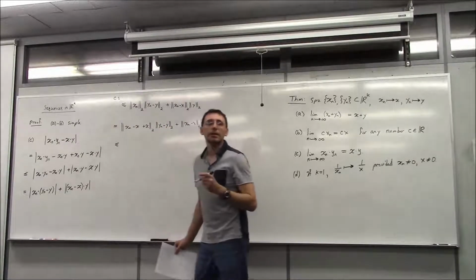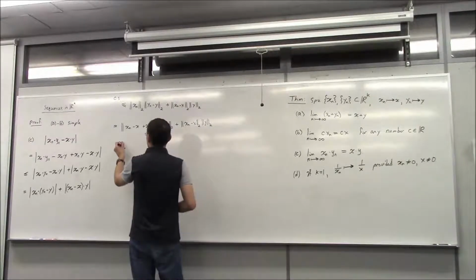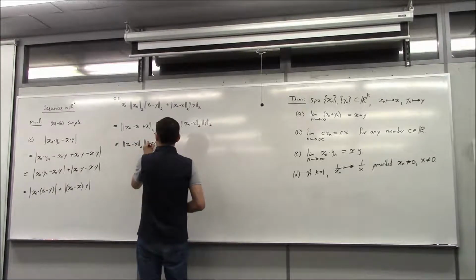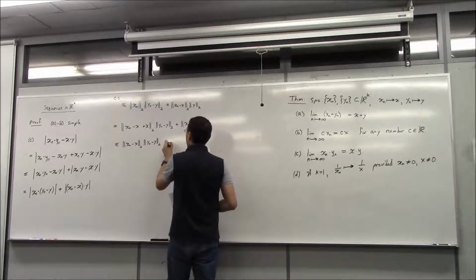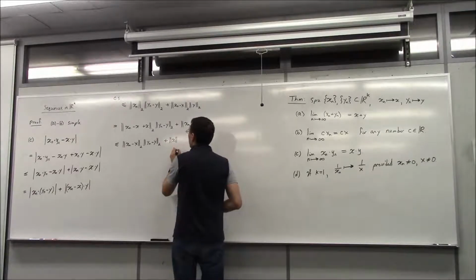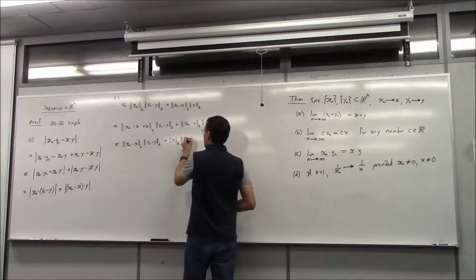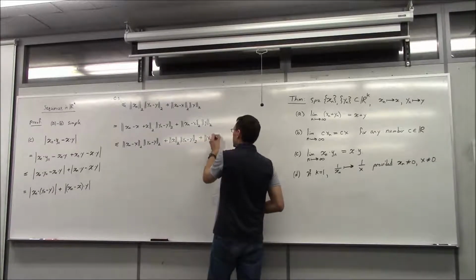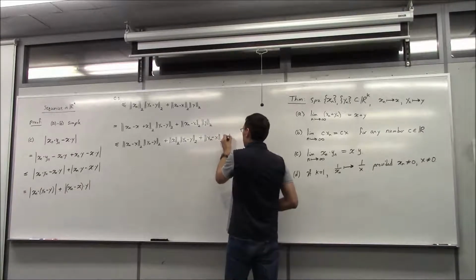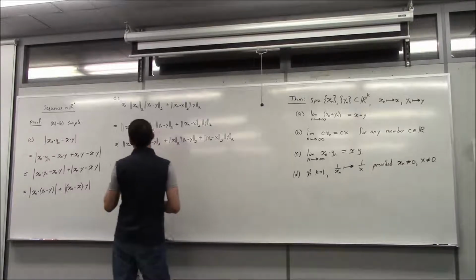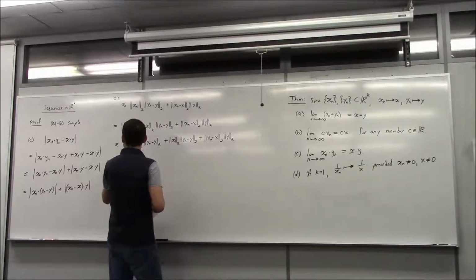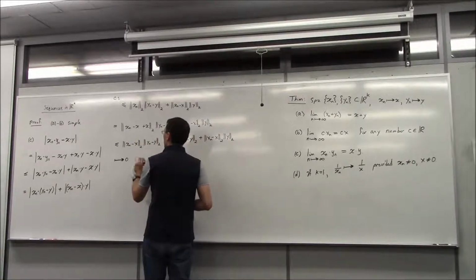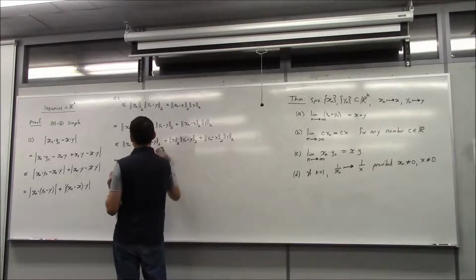In this case, I use the triangle inequality on the 2 norm, which we already learned. So what is this? This is the same as the product of xn minus x times yn minus y, plus x times yn minus y, plus xn minus x times y, and this entire thing goes to 0.